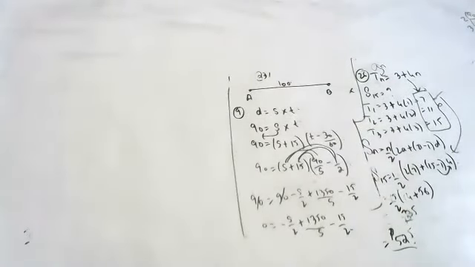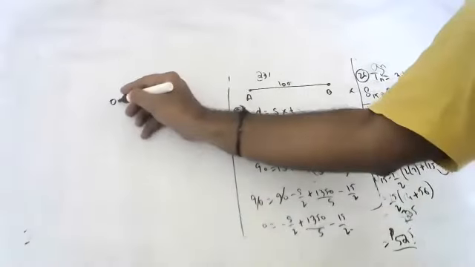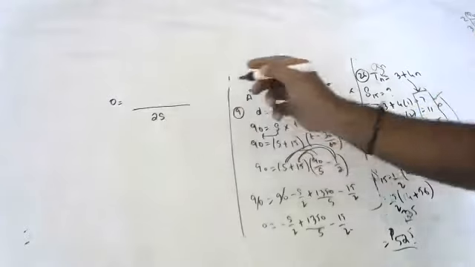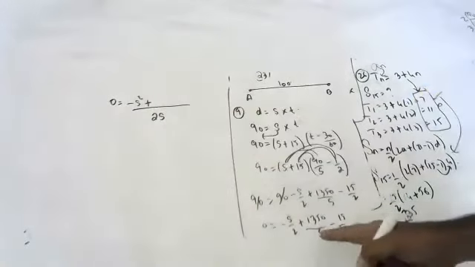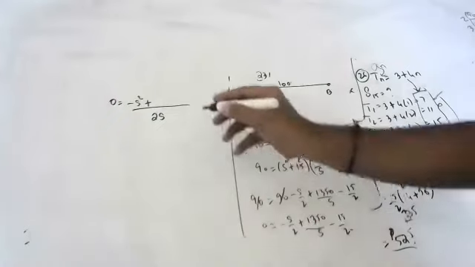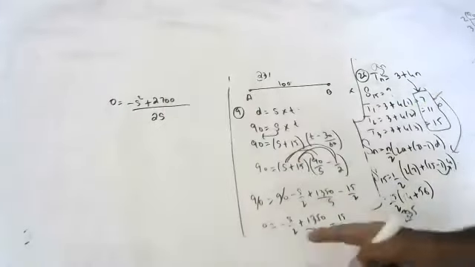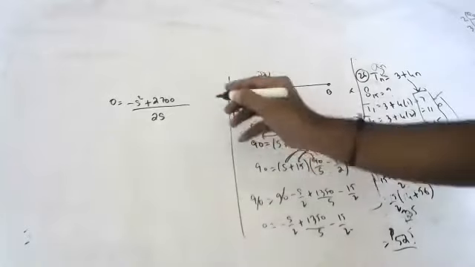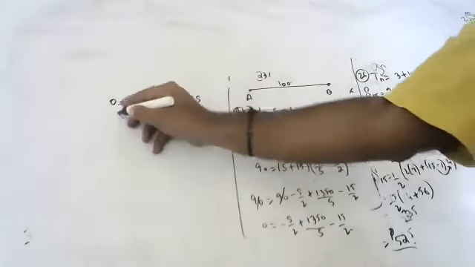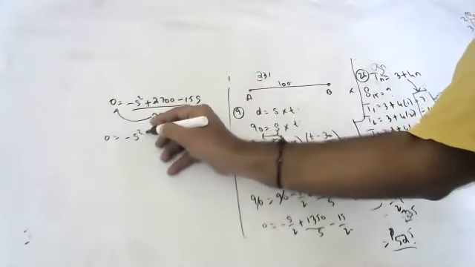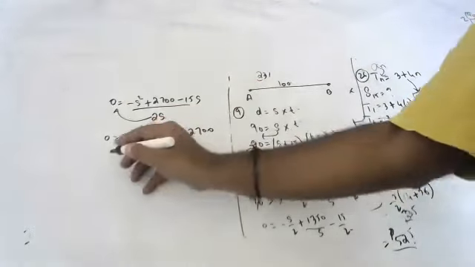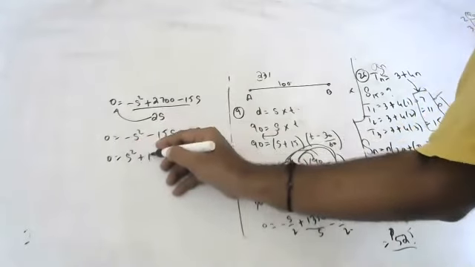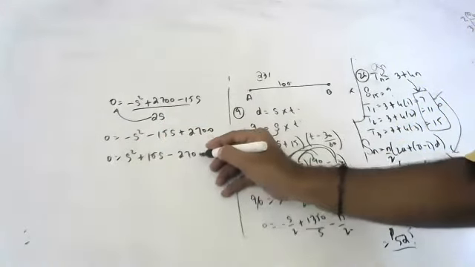Okay. So what is the LCM, children? 2s is the LCM. If you take 2s as the LCM, 2s minus s square plus s is gone. 2 into 1350 is 2700. So 2s, the 2 is gone, s minus 15s. This goes here. 0 is equal to minus s square minus 15s plus 2700. So 0 is equal to s square plus 15s minus 2700.